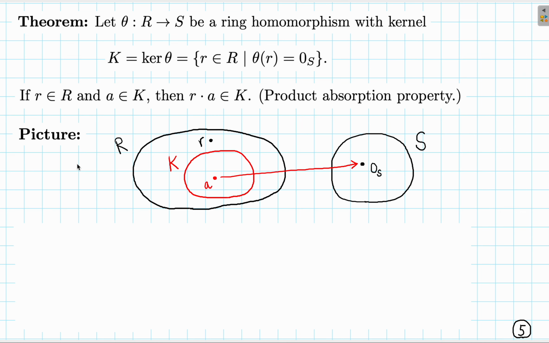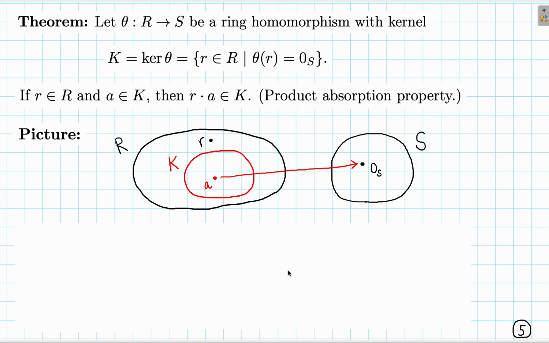Here is a visual depiction of the theorem. Notice that the element a is in kernel K because theta of a is the additive identity of the codomain S, in other words, 0 sub S. The element r may or may not be in the kernel. It's just an element of the domain R. And we want to show that their product, r times a, is in the kernel. In other words, we have to show that r times a also maps to 0 sub S. And that's what we're going to show in our proof.